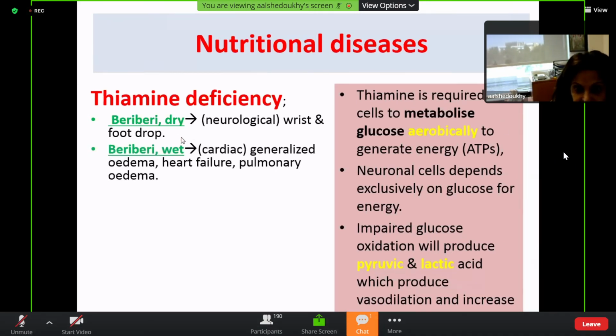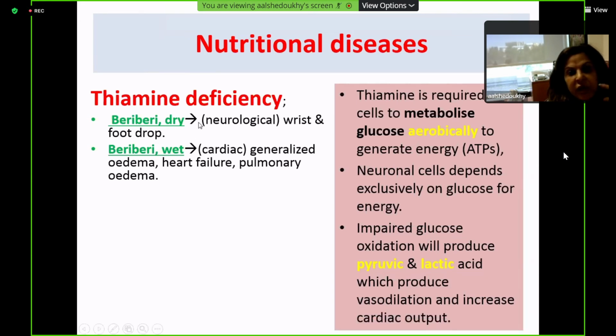The dry Beriberi usually presents with a neurological deficit in the form of wrist and foot drop. So again, something to do with the myelination. But the wet Beriberi has more of cardiac involvement, generalized edema, heart failure and pulmonary edema. So this is a very complicated internal medicine subject, but it's important for you to have some foundation in the pathogenesis of these diseases.